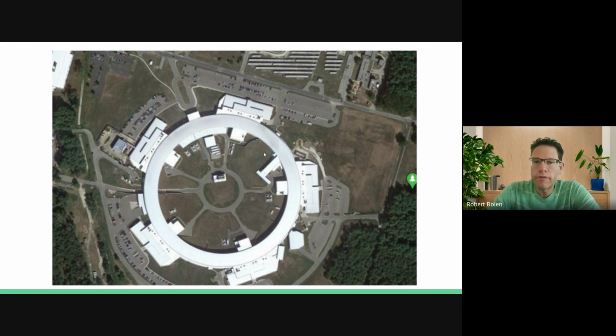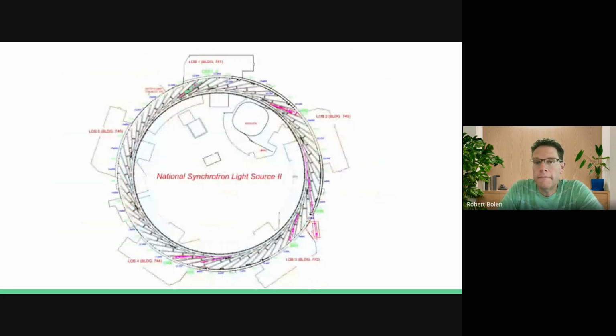And then this ring here is where we see the beam lines, and there's a ring in there that contains the electrons that are spinning at a very high rate of speed, so high that they're just about close to the speed of light. And those electrons will emit X-rays, which are then captured by the individual beam lines.